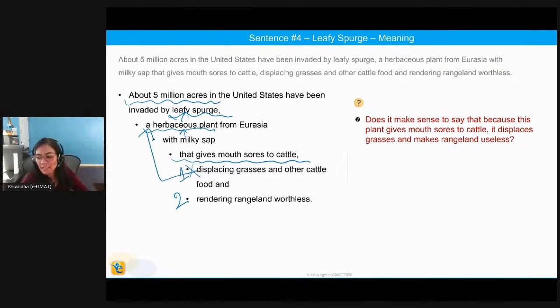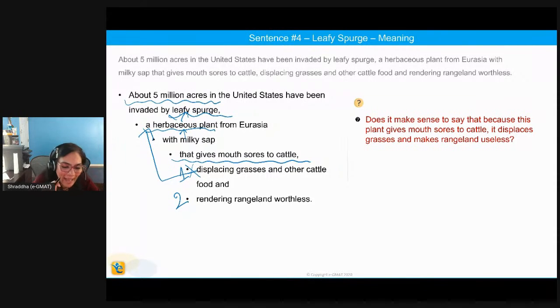All right, and I'm back here. So coming back to herbaceous plants, displacing has to be associated with herbaceous plant. Okay, now let's take a look at rendering rangeland worthless. Now, what is the author telling us? The author is saying that leafy spurge has milky sap. This milky sap gives mouth sores to cattle. Okay. And leafy spurge also displaces grasses and other cattle food, right?